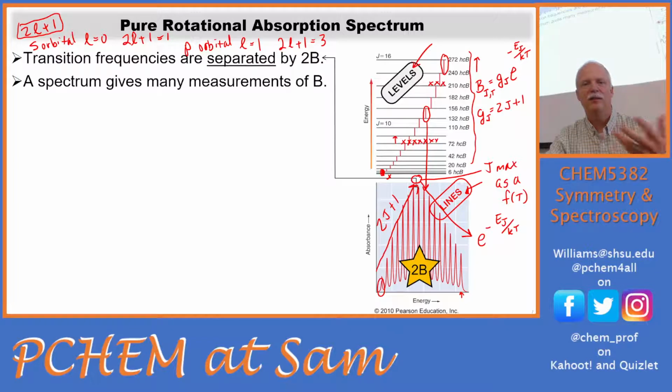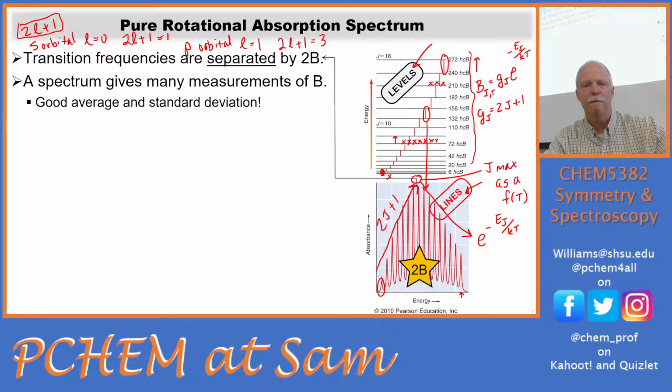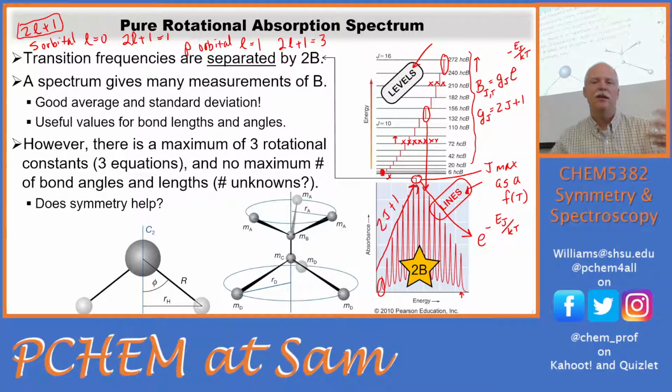All right, and so this spectrum gives many measurements of J because every one of those spacings is spaced by 2 times the rotational constant, and we'll prove that in just a second. So we have really good average and standard deviation. We've got good bond lengths and angles, but there are 3 rotational constants because there are 3 axes around which we can rotate. If you have a lot of different bond angles and bond lengths, you have a hard time getting the structure of the molecule. But this was in the early 1900s, and this was cutting edge research, actually getting the structure of molecules.